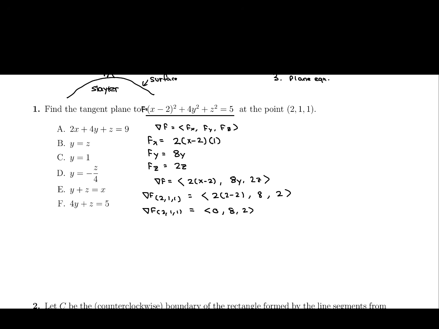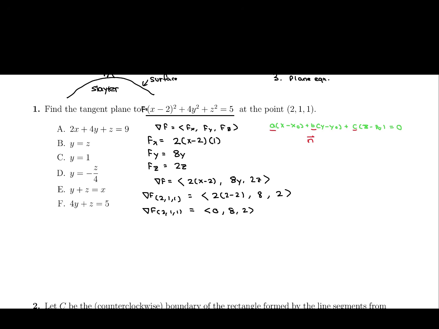Fantastic. And then the final step is to write it in the plane equation. The plane equation is a(x minus x naught) plus b(y minus y naught) plus c(z minus z naught) all equals 0. And this a, b, and c are simply the components of your normal vector. So that's the plane equation right there.